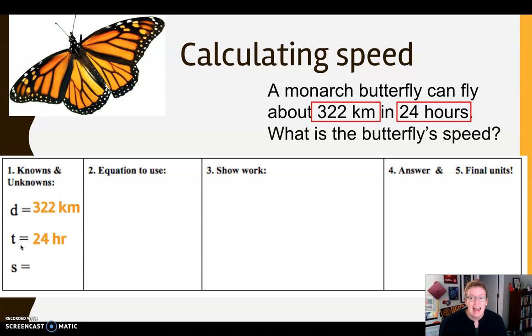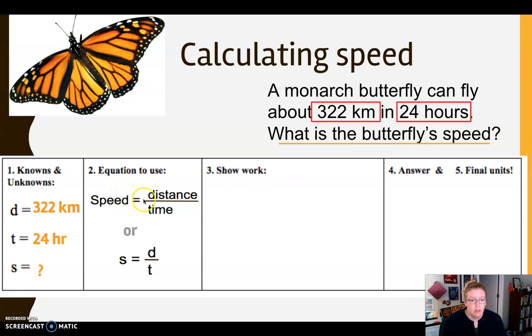showing my work, writing down everything I know. And there's something else the problem has told us we are looking for that we don't know, and that is, what is the butterfly's speed? So I'm going to write that down as a question mark in my table. Okay, I know my knowns, I know my unknowns, and now I'm going to figure out what equation to use.